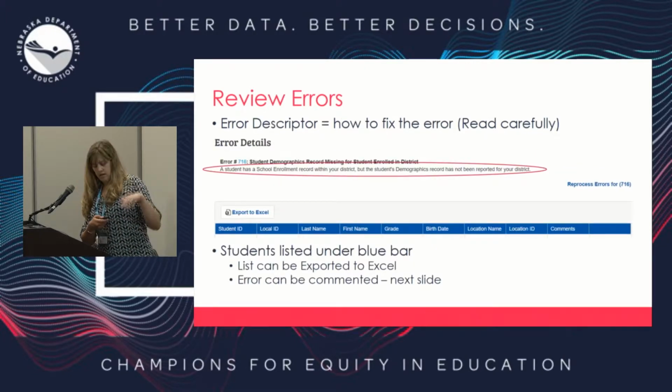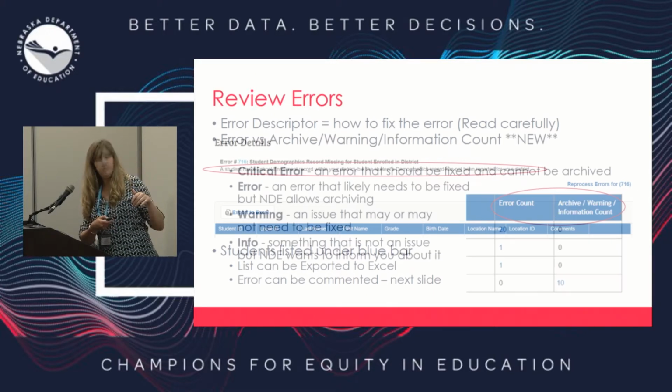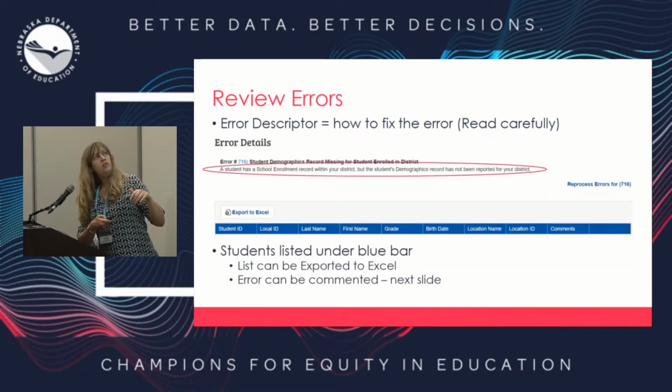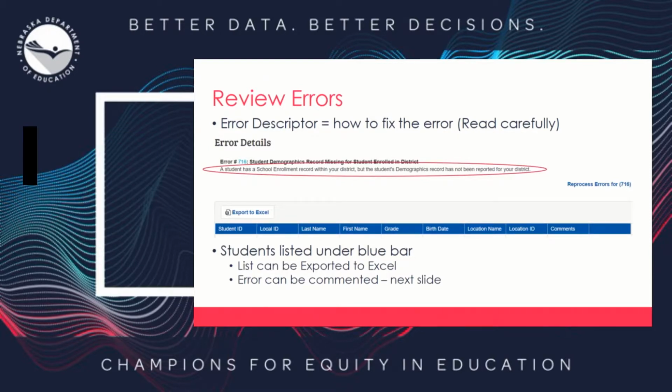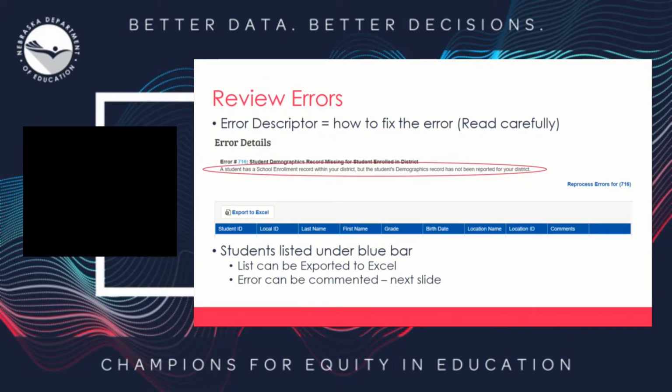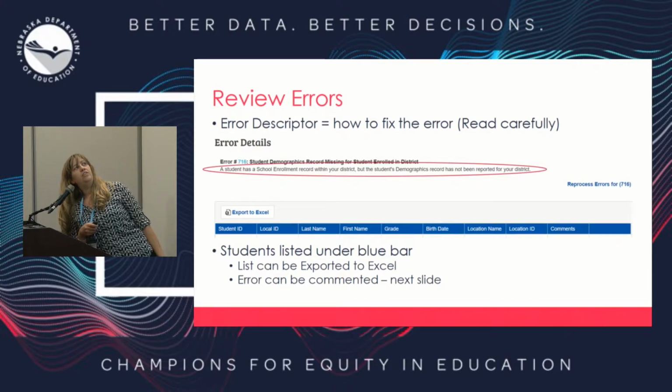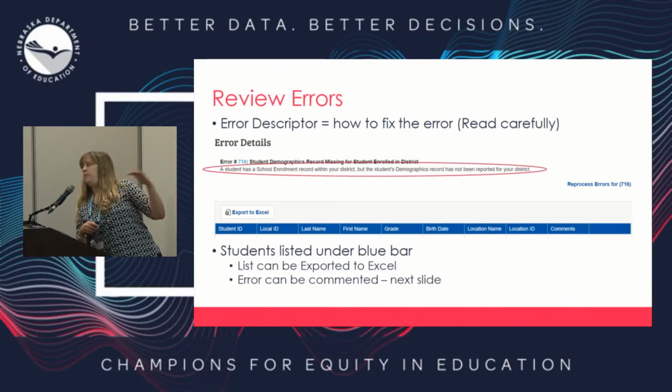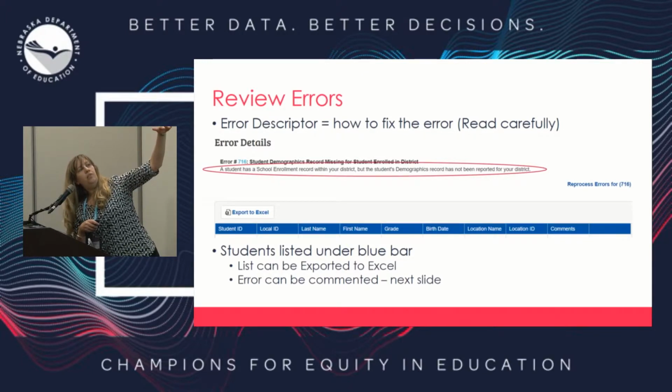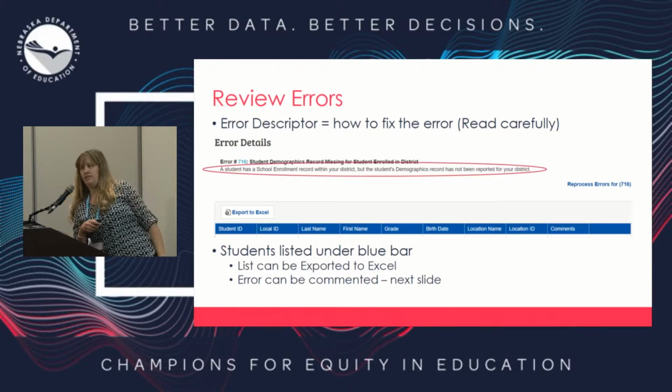Once you click on the number to the right of the column, you're going to see the error list at the top, and the most important thing for us is the descriptor underneath. That descriptor should tell you exactly how to fix that error. So what does this one say? Student has a school enrollment record within your district, but the student's demographics record has not been reported. That means go to your SIS and make sure that the demographics data is either publishing or syncing or whatever it needs to be doing. And then there will be students listed underneath the blue bar, and those are the students impacted by the error.